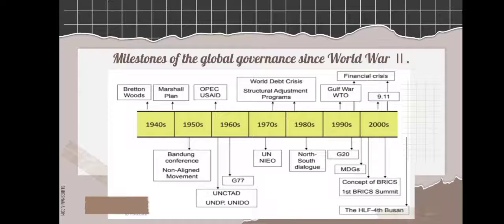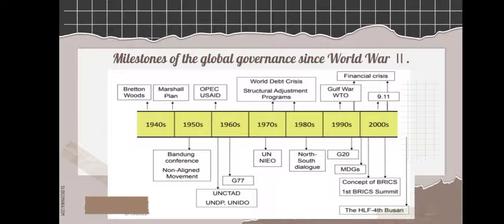The milestones of global governance since World War II. In the 1940s, Bretton Woods and the Marshall Plan occur. In the 1950s, the Bandung Conference and the Non-Aligned Movement. In the 1960s, the OPEC, or Organization of the Petroleum Exporting Countries, the UNCTAD, or the United Nations Conference on Trade and Development, the UNDP, or the United Nations Development Program, the UNIDO, or the United Nations Industrial Development Organization, and the G77, which means the Group of 77, occur.